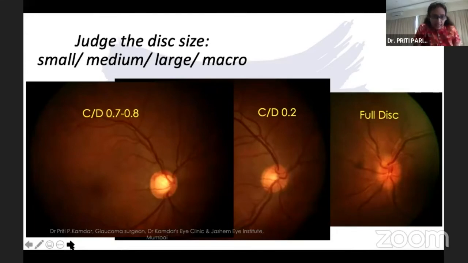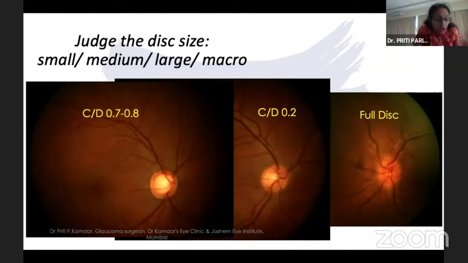Judge the disc size. Irrespective of the disc size, 1 million neurons will pass through the optic nerve, and hence a larger disc will have a larger cup, and hence a larger cup disc ratio. If you see here, this is a large disc with CD 0.7 to 0.8, and here it's 0.2, and here it's a full disc. Physiological cupping is the epithet given to a large disc with a large cup disc ratio.